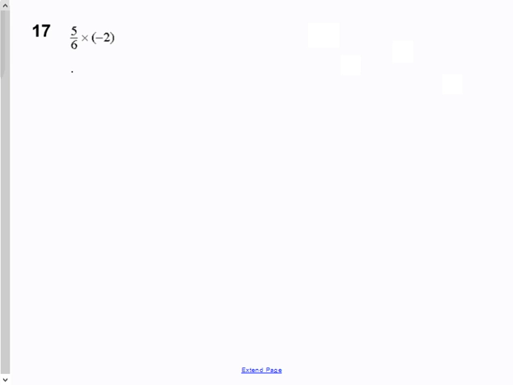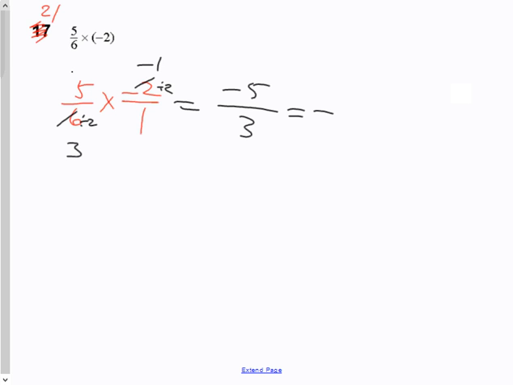Question, what are we on now? 21. Question 21 is the product of 5/6 by negative 2, so 5/6 multiplied by negative 2/1. Smart people will cross reduce. Both are divisible by 2. Negative 1/3. Multiply your numerators to get negative 5. Multiply your denominators to get 3. So negative 1 and 2/3 is your product.